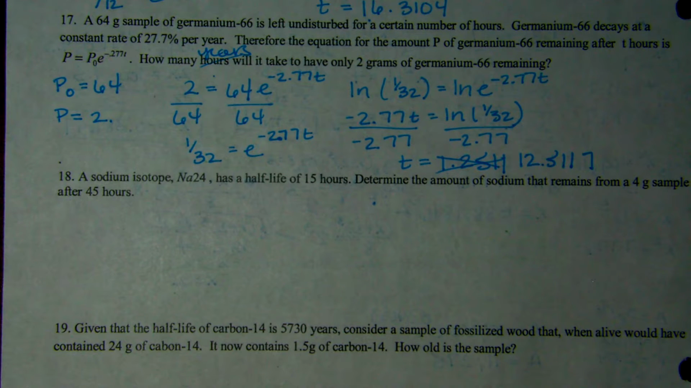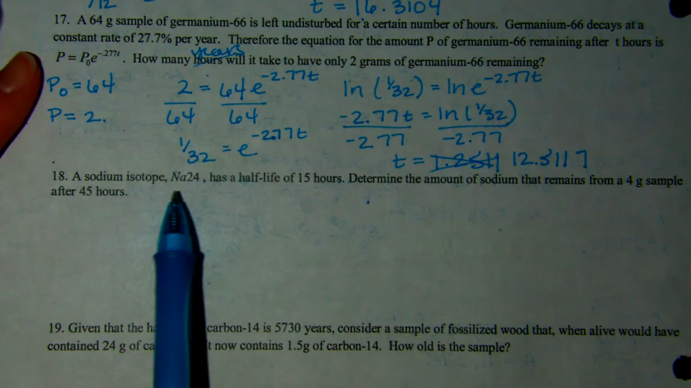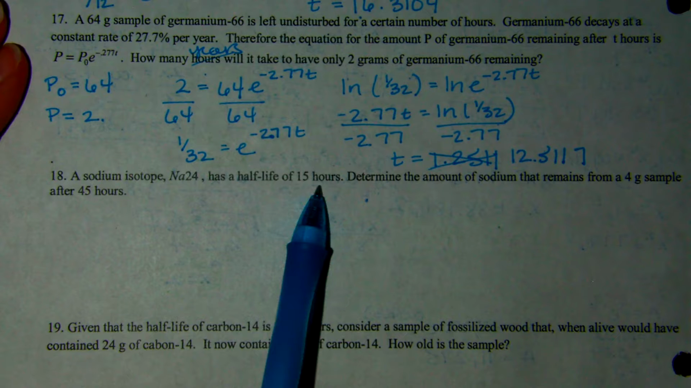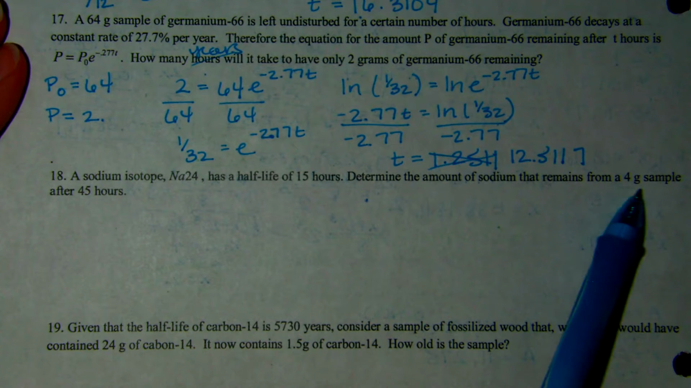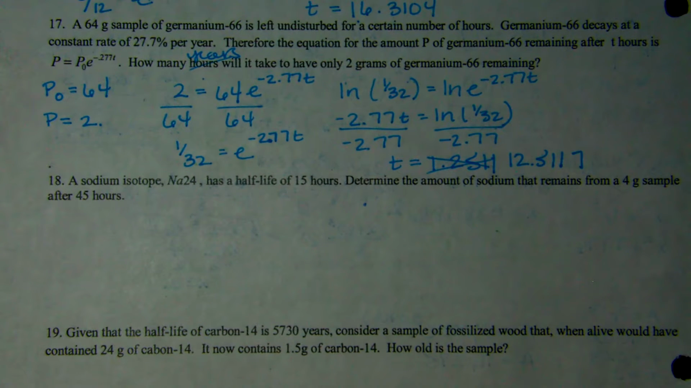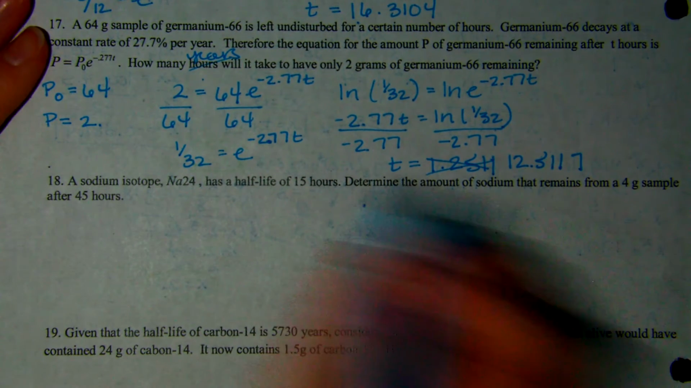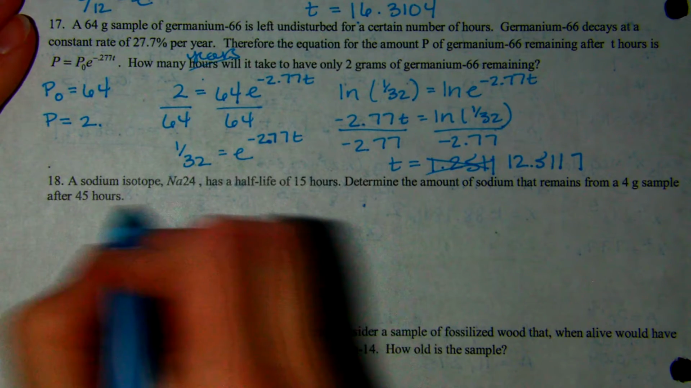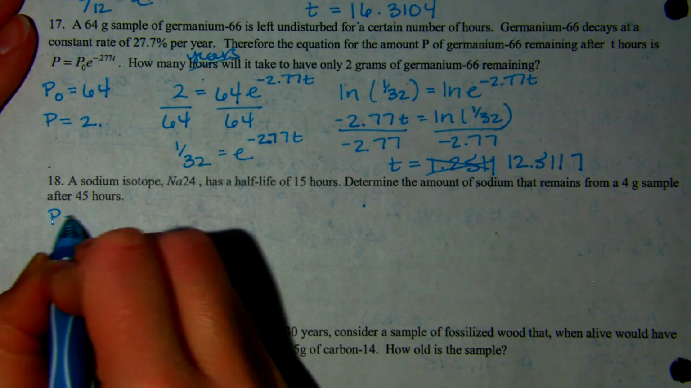Number 18. Next time, stop me at the beginning, guys. All right. A sodium isotope has a half-life of 15 hours. Determine the amount of sodium that remains from a 4-gram sample after 45 hours. So if our half-life is 15 hours, and we're using the same equation.